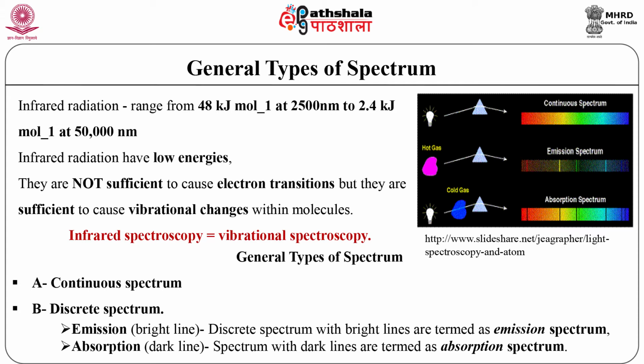General types of spectra: there are two distinctive classes of spectrum, continuous spectrum and discrete spectrum. Continuous spectrum: the light is composed of a wide continuous range of colors, that is, energies. Continuous spectra arise when dense gases or solid objects radiate away their heat through the production of light.